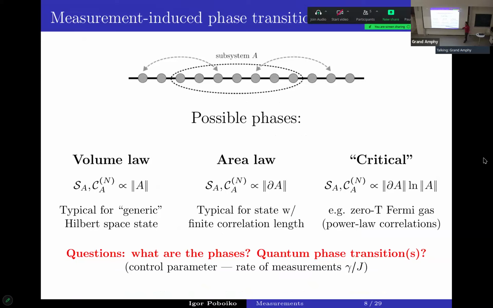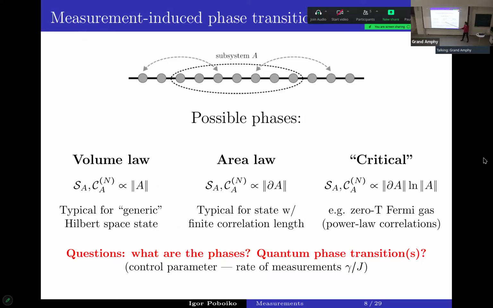The usual one, the one that everybody would expect in a generic case, is where your entanglement entropy follows the volume law, where it's proportional to the volume of your subsystem. This is again something that you would expect if you just take a random typical many-body Hilbert space state. Typically, it has volume law entanglement.